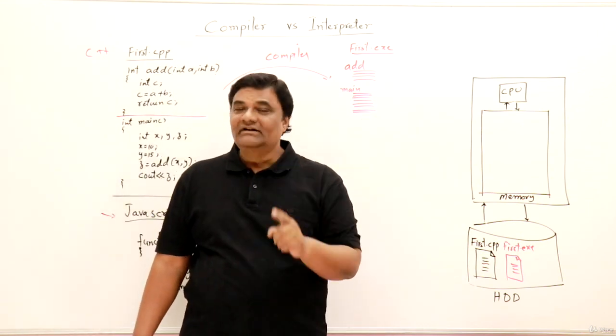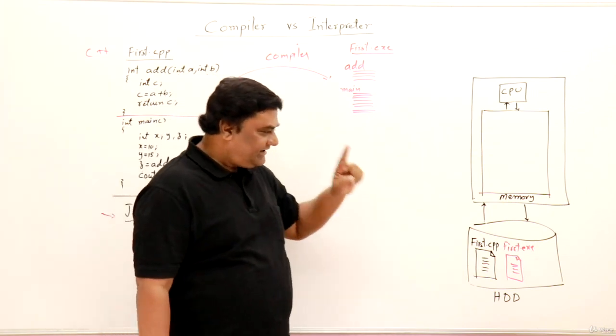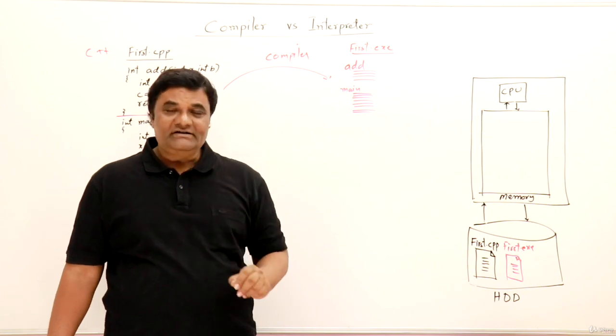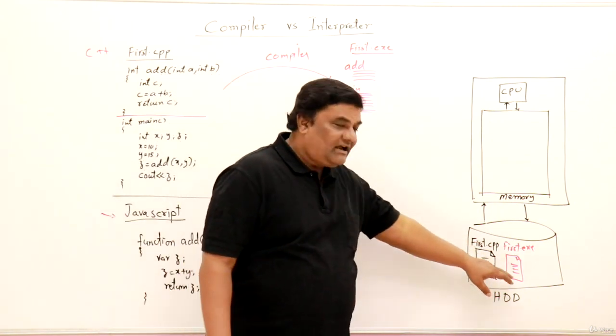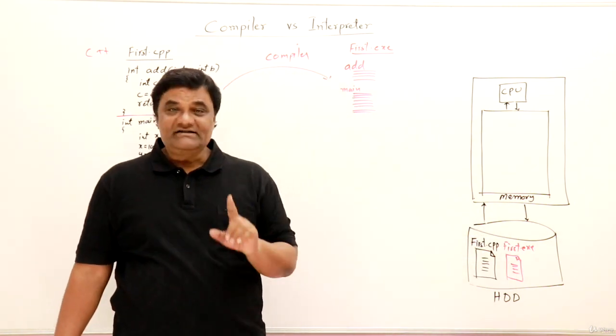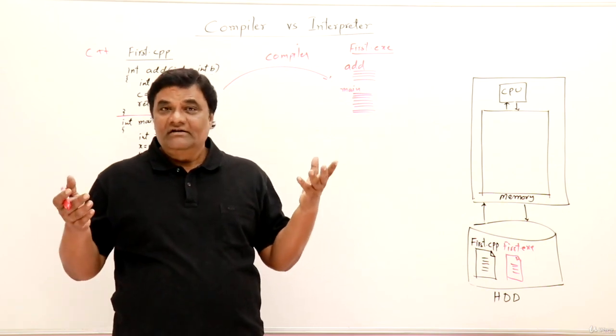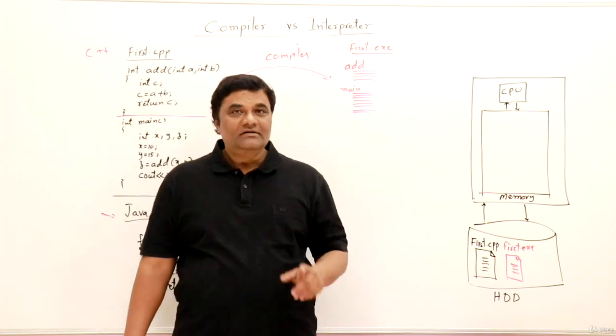This is the first point. And compiler generates a separate executable file. This is the second point. Then the third point is whenever you want to run the program, you don't need a compiler. Translation is done only once, because that's the reason you don't need any compiler when running the program.